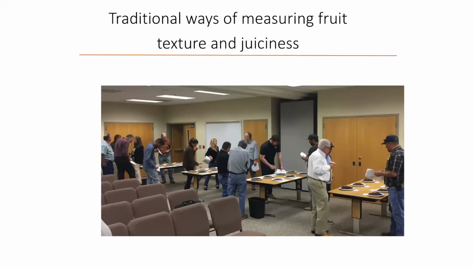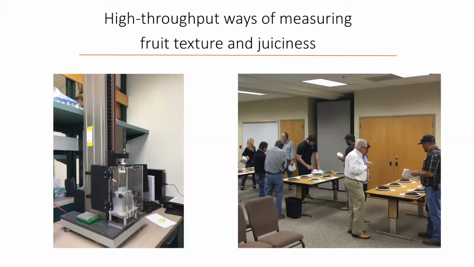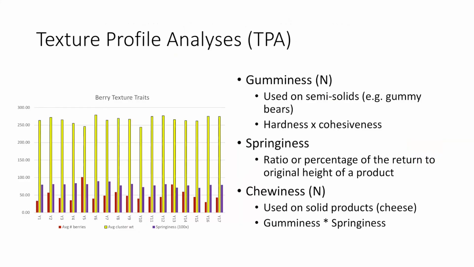Traditionally, when you're measuring fruit texture and juiciness, you would use taste panels. You would have large groups of people come in, taste various samples, and rate them on scales of say 1 to 9, saying how crispy a grape is. This can be very accurate, especially when you take averages across all these individuals. However, it's time consuming and you need lots of individuals to come and eat grapes. So instead, what we're using are universal testing machines equipped with, well, this one's a Kramer shear cell, for looking at texture profile analyses, or TPA.